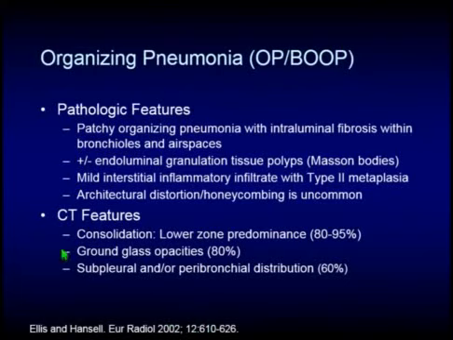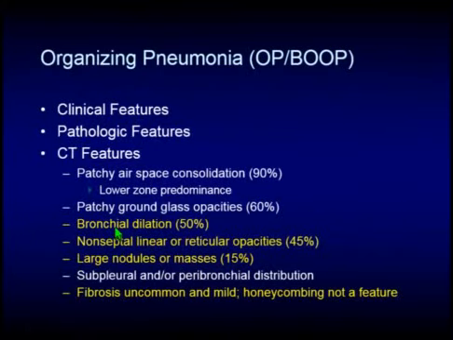The CT features are predominantly consolidation with a lower lung predominance. Sometimes there may be ground glass opacities. The distribution within the lobe itself is going to be subpleural and peribronchovascular, so it's a combination. Among other less common features, you might see bronchial dilation. You may see a non-septal linear or reticular pattern. There may be more obvious nodules and masses in 15% of cases. And overall, as you know, fibrosis is fairly uncommon, and certainly honeycombing is not a feature of this disease.